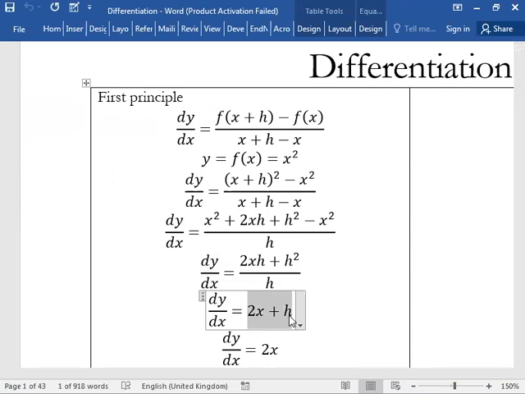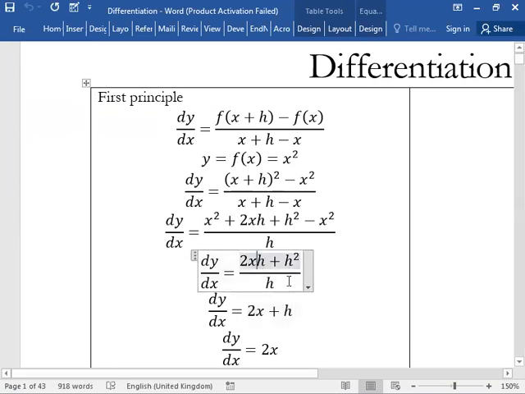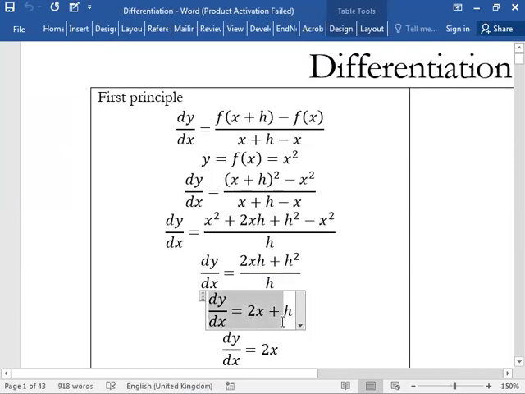Makes sense? I took them separately: 2xh upon h and h square upon h. So this is what I'm left with. Makes sense? What is this? This is called the gradient function.